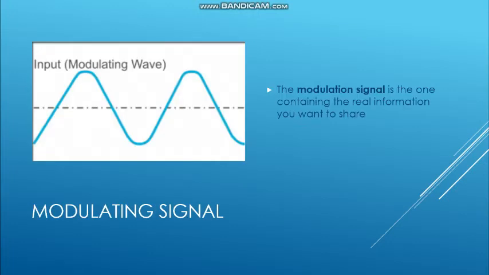Modulating signal, or what you call the information signal, is the one containing the real information which you want to share or be transmitted. These two signals, the modulating signal and the carrier signal, with the help of the modulator, become an AM signal.